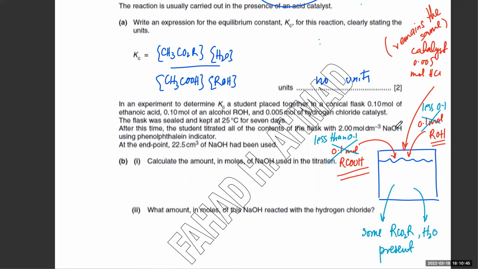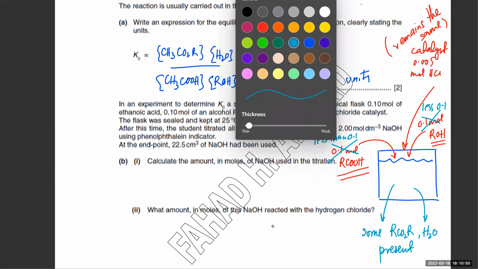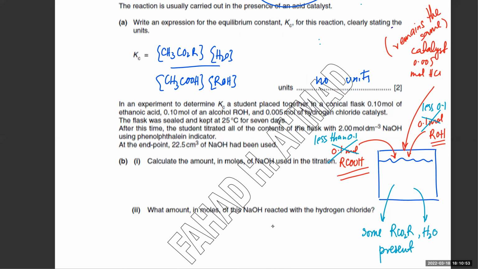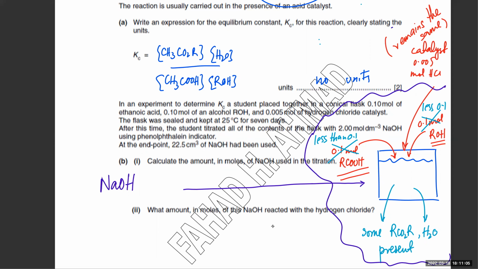Okay, now what he does is, after this time, the student titrated all of the contents of the flask with 2 mole per dm cube NaOH. So ab aaya upar se NaOH. We are assuming that the equilibrium has been reached. ठीक है? Now what he's doing is कि इस पूरी चीज को ना, he's titrating it with NaOH. मतलब इसके अंदर जो भी मिक्सचर बना हुआ है, everything is being titrated with NaOH. उसमें वो HCl भी शामिल हो गया बीच में, ठीक है? तो HCl को भी बीच में डाल देते हैं कि that is also part of the mixture.